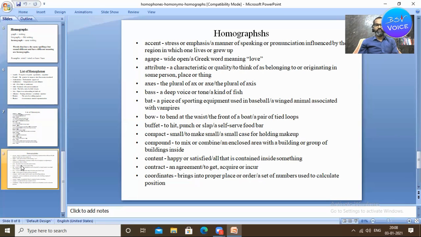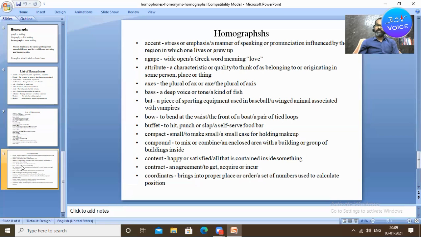Compound: the compound wall, we can see that. To mix or combine, as in compound sentences. All of you know compound sentences, where the two sentences have independent meanings and both are main sentences. So that's combine. And a compound is also an enclosed area with a building or group of buildings inside. You can take that meaning here.